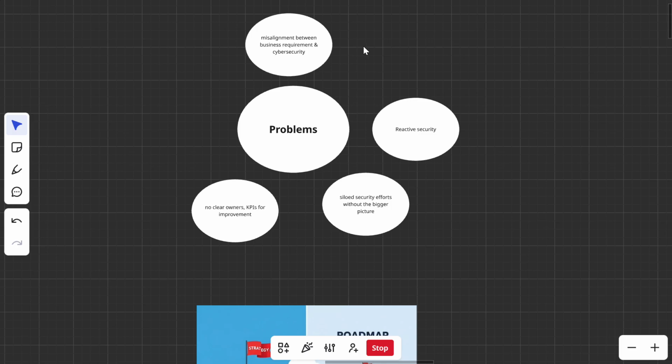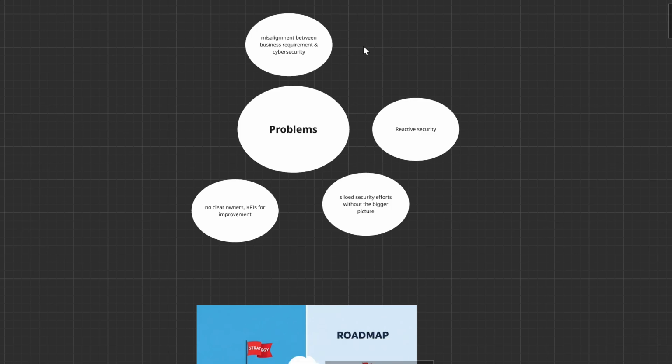The first problem strategy is trying to address is this misalignment between requirements and security, reactive security, siloed security, and this confusion about improvements and owners. I can dive in deeper. Misalignment is about security. Organizations don't just implement security, they implement security for some requirements, for some reasons, and when security is not fulfilling those requirements, there is misalignment.